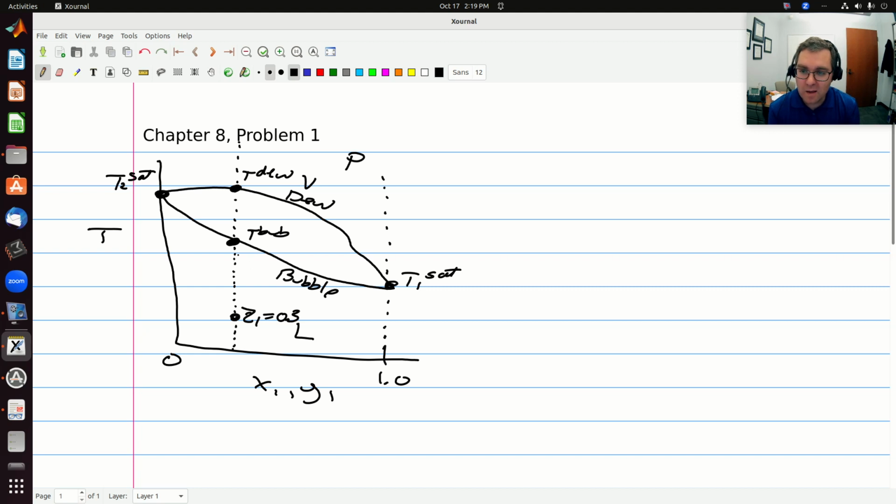So the idea is if the temperature of my system is less than T-bub, then I'm down here, I'm a liquid. If my temperature is greater than T-dew, I'm up here, I'm a vapor. And if I'm between T-bub and T-dew, I'm in here, I'm two-phase. If I'm in the two-phase region, I could draw my isotherm across my phase diagram and determine the composition of the liquid and vapor in coexistence.